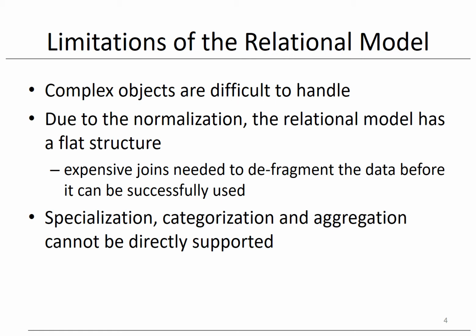Due to the normalization, the relational model has a flat structure, whereby relations can only be connected by using primary foreign key relationships. This puts a heavy burden on the performance of database applications if the complexity of the data model increases, since expensive joins are needed to defragment the data before it can be successfully used and manipulated. Furthermore, modeling concepts such as specialization, categorization, and aggregation cannot be directly supported.